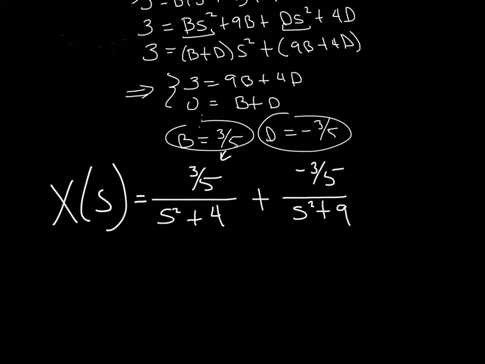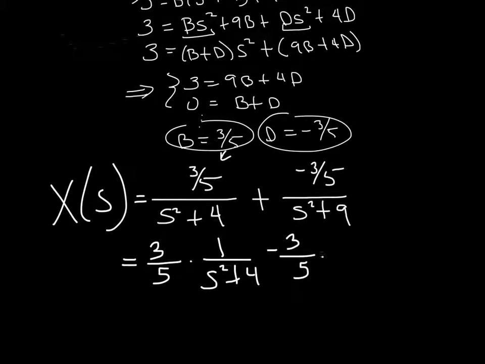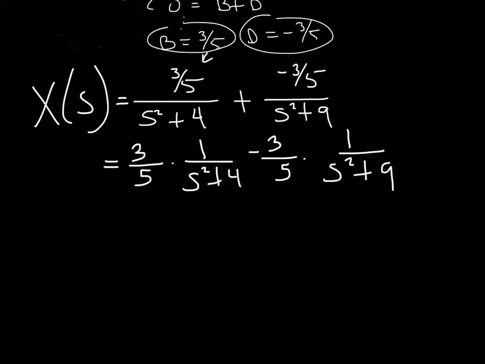So let's go ahead and change this up a bit. I'm going to pull the 3/5 out. I'm allowed to do that. Maybe it'll be easier to see. Plus, well, might as well write it's really minus 3/5 times 1 over s squared plus 9. And we're going to take the Laplace transform of each part.